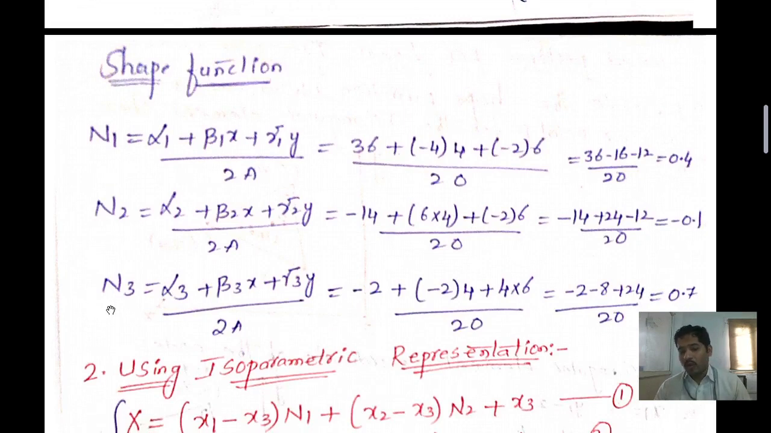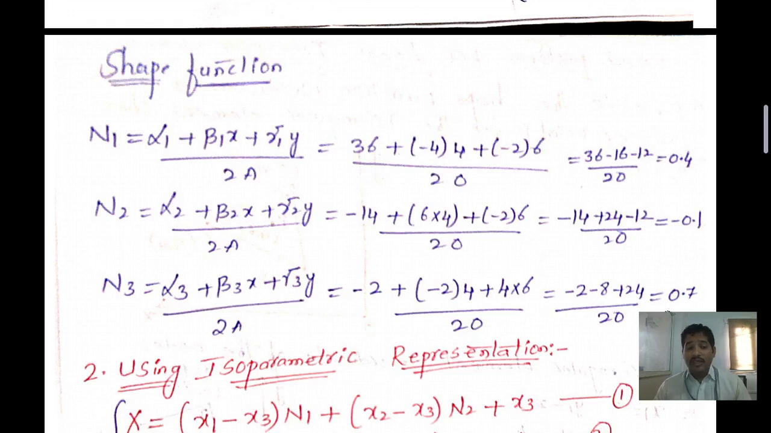Then the same concept we need to follow for the shape function. The same formula we have to use over here. So n3 is equal to alpha 3 plus beta 3x plus gamma 3y by 2a. So alpha 3 value how much we got here? Minus 2 plus beta 3 value is minus 2 into x nothing but 4 plus gamma 3 nothing but 4 into 6 by 20. If you divide the whole value, then you will get the answer is 0.7 value.